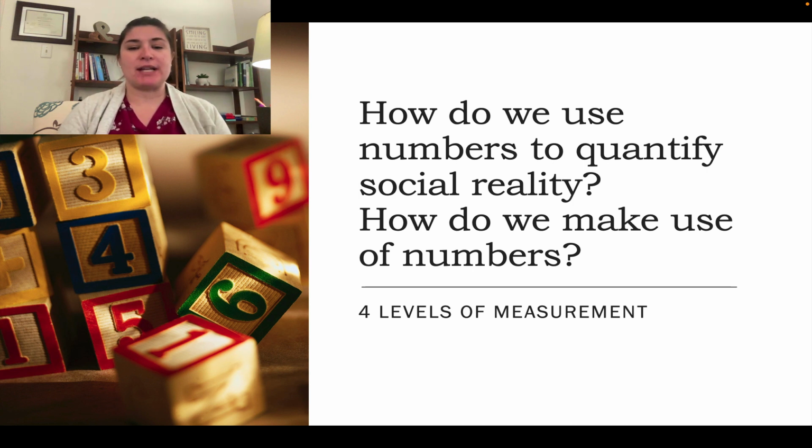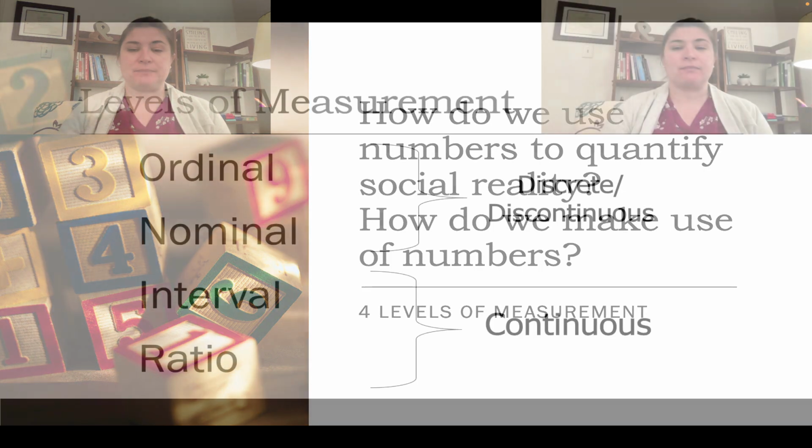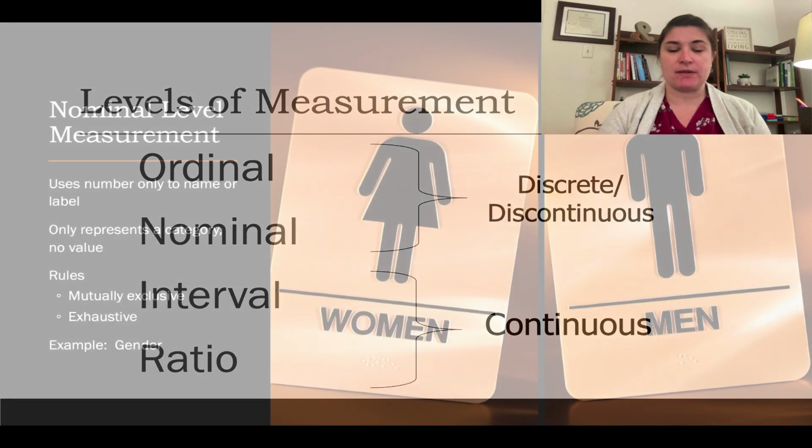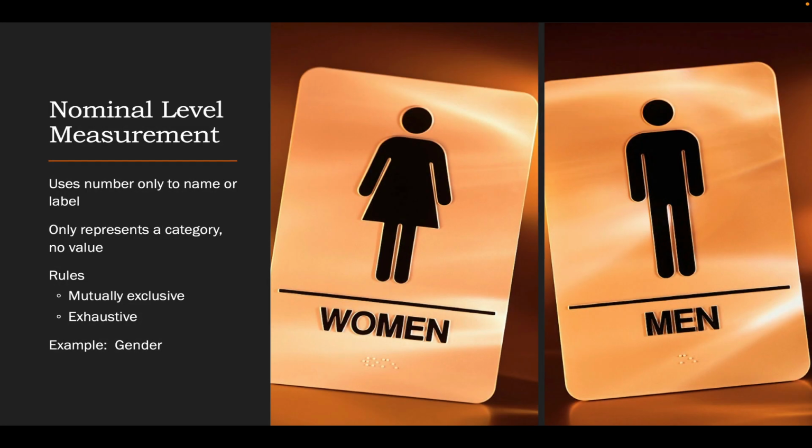Well, first we need to understand the 4 levels of measurement. The levels of measurement include ordinal and nominal, which are discrete and discontinuous variables, and interval and ratio, which are considered continuous variables. Nominal level variables use numbers only to name or label. They only represent a category and actually don't have a value. The rules to be nominal mean they have to be mutually exclusive, meaning they can't be both, and they have to be exhaustive, so there has to be an end to it.